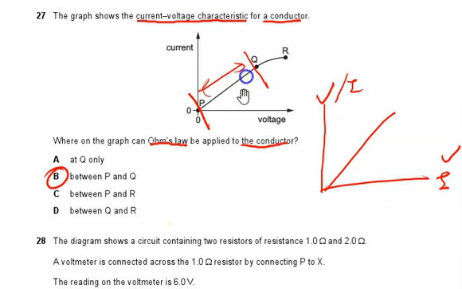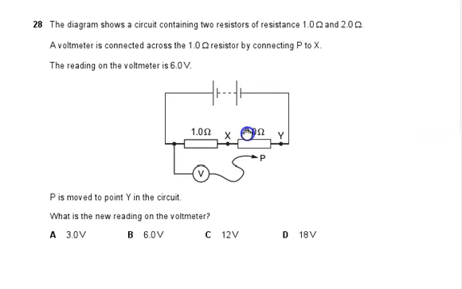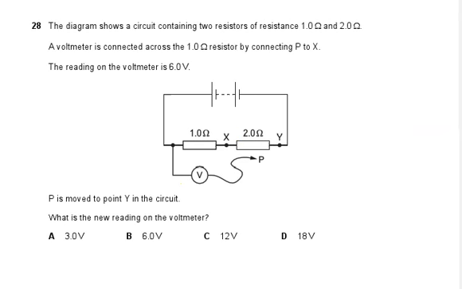Okay, now we move on with question number 28. It looks complicated, so let us do this. 28. The diagram shows a circuit containing two resistors. This is 1 and 2 ohm. A voltmeter is connected across 1 ohm, by connecting P to X over here.